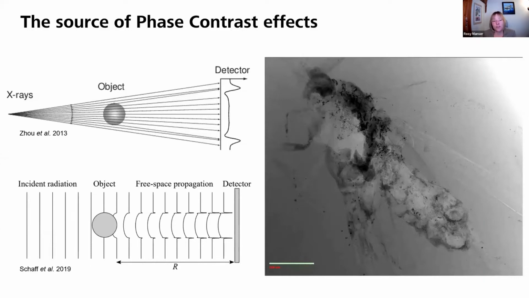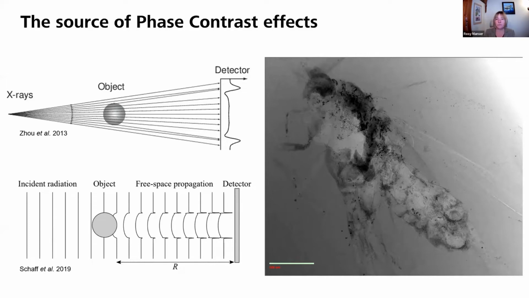But for some specimens, it's not possible or desirable to be able to use contrast enhancement. Indeed, you may not actually want to use absorption contrast at all. And in that case, there are alternative means of being able to generate contrast. So this is a good example of that. This is a fly or a bug that's in amber. So it's not possible to add any absorption contrast agent at all. But what does exist in this specimen is a difference in X-ray refraction between different components of the specimen.